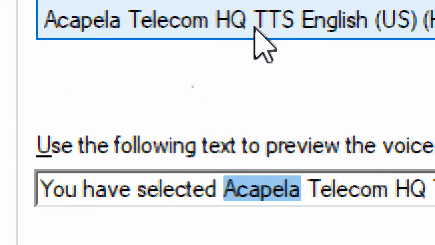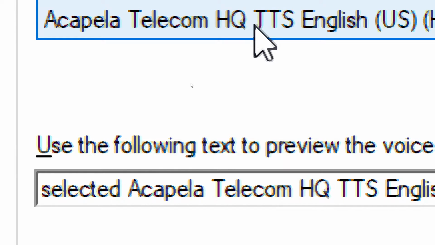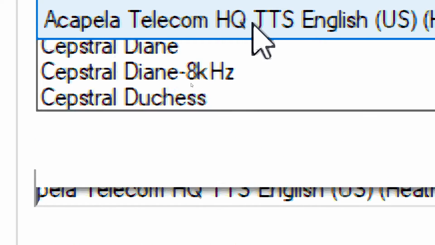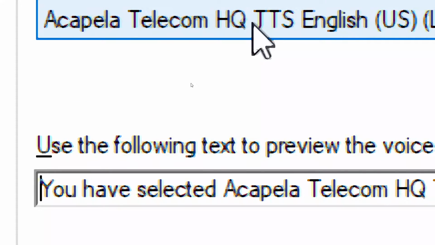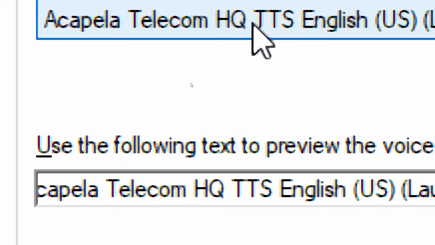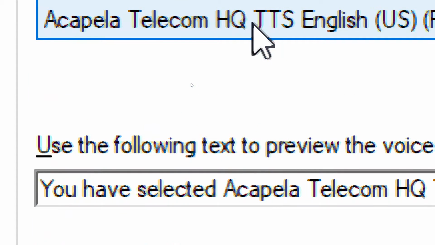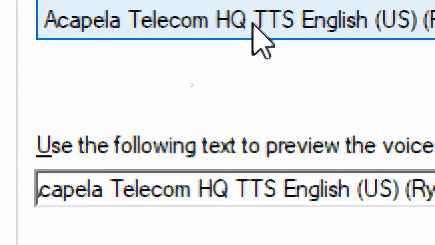You have selected Acapela Telecom HQ TTS English US Heather 22 kHz as the computer's default voice. You have selected Acapela Telecom HQ TTS English US Laura 22 kHz as the computer's default voice. You have selected Acapela Telecom HQ TTS English US Ryan 22 kHz as the computer's default voice.